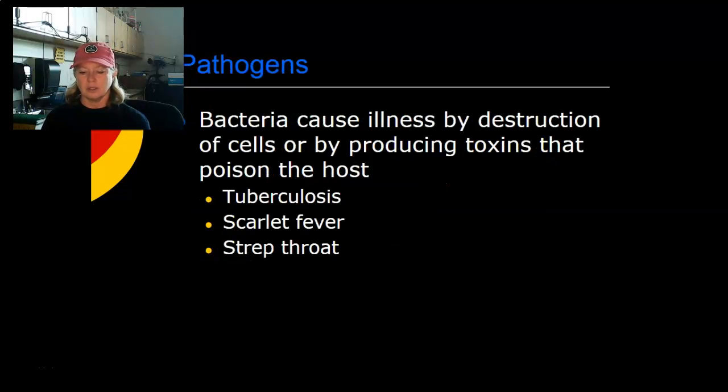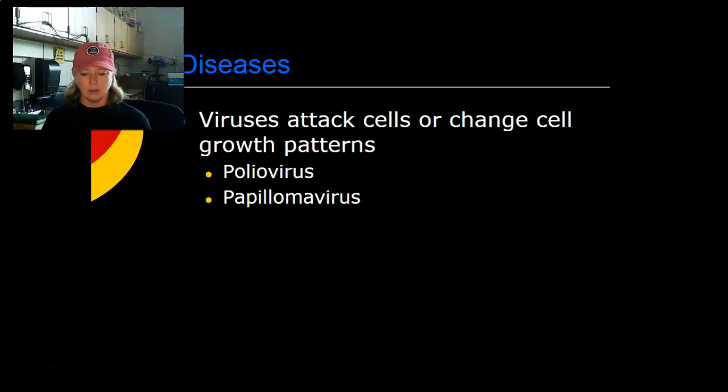All right, so this is now general stuff about pathogens, things that make you ill. This is going to be about bacteria and viruses. Some bacteria cause illness by destruction of cells or by producing toxins that poison the host. Tuberculosis is one that destroys cells. Scarlet fever and strep throat, I believe, both make toxins. I know strep throat does. So those are things that can make you ill.